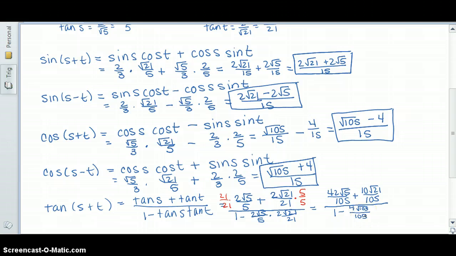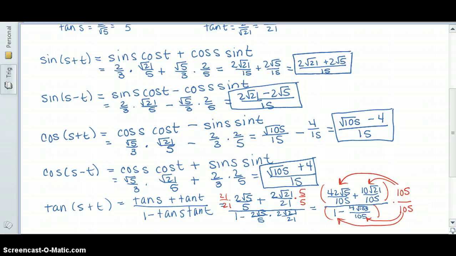Now the easiest way to deal with these is to multiply the numerator by 105 and multiply the denominator by 105, and you distribute that through. We're not changing the value because the entire fraction is being multiplied by 105 over 105.